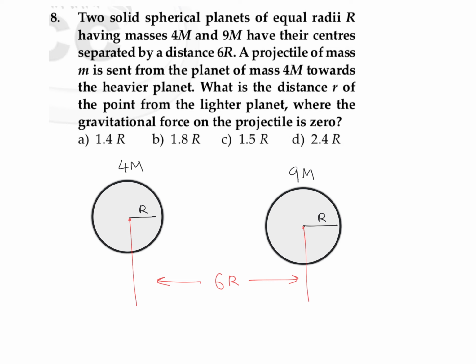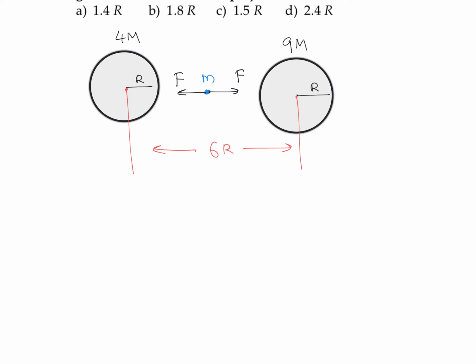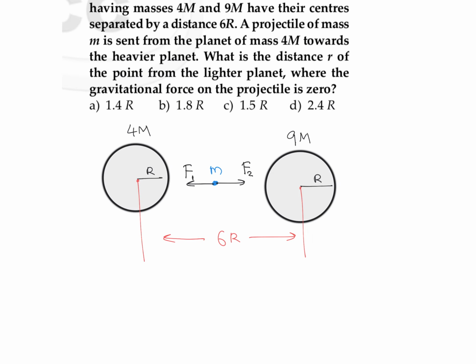So our aim is to find a point where the net gravitational force on this projectile is equal to 0. That means the force exerted by 4m on this one, let's say that is F, should be equal to the force exerted by 9m on this, let's say that is also F. So the net force becomes 0 when the first force, F1, is equal to F2. So our aim is to find this distance, and in the question they are asking for the distance from the lighter planet.